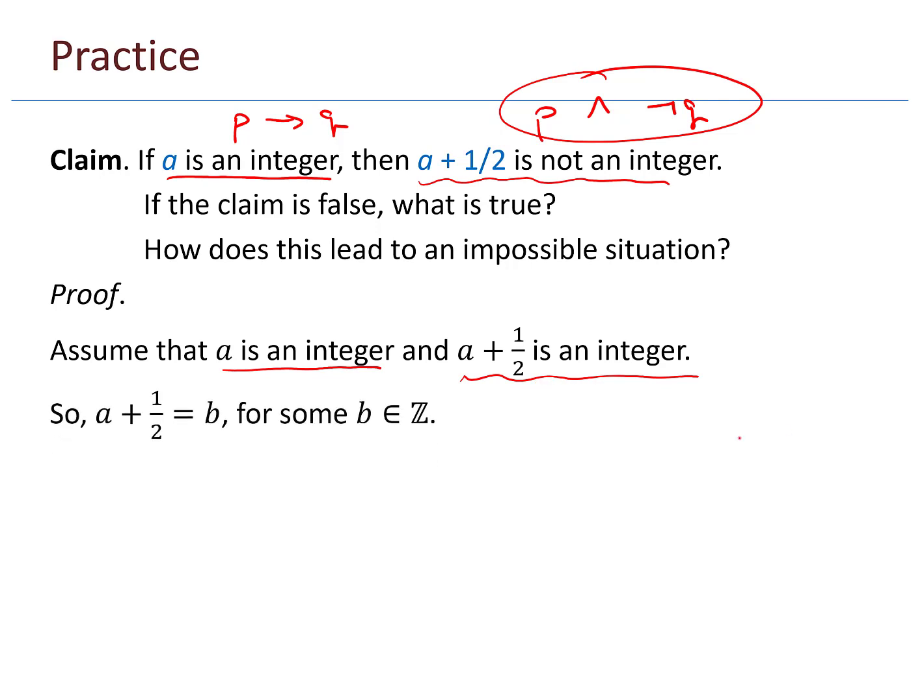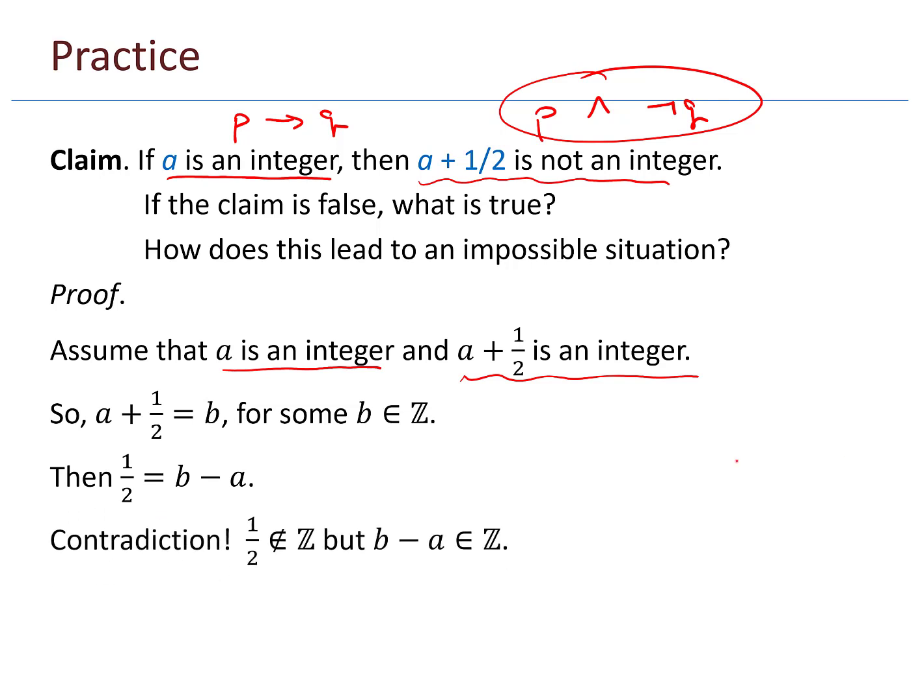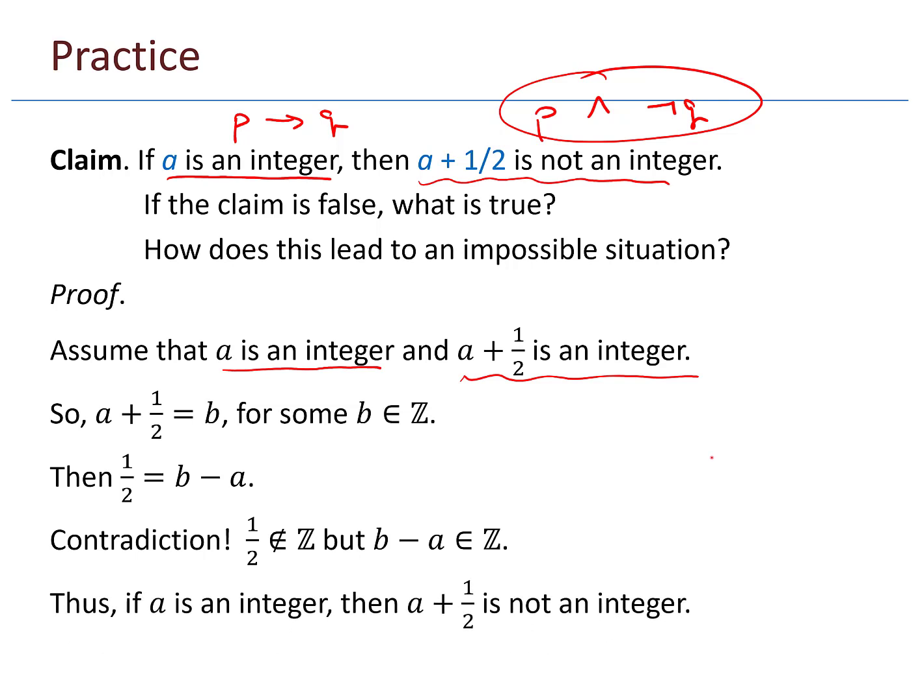Okay, so under that assumption, a plus 1/2 equals b for some integer b. Let's subtract a from both sides. 1/2 equals b minus a, and I'm in the same situation as the previous proof. 1/2 is not an integer, but b minus a is an integer. They can't be equal to each other. And so this is the contradiction that proves the claim. Thus, if a is an integer, then a plus 1/2 is not an integer.